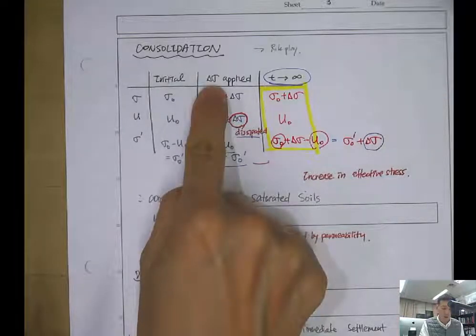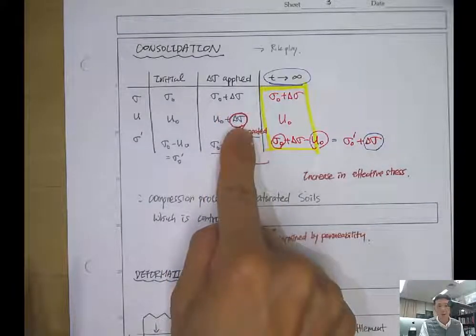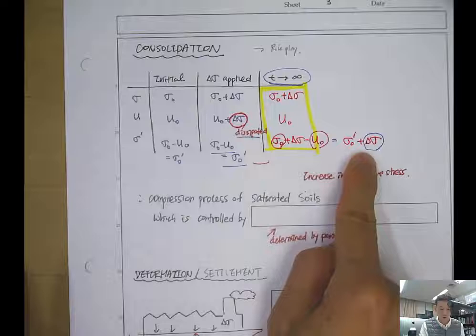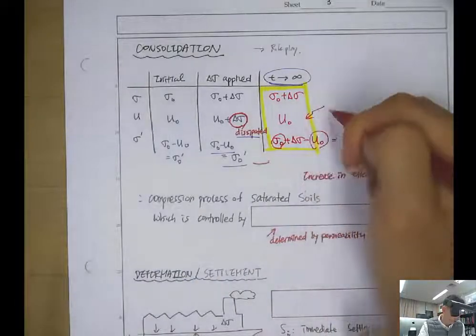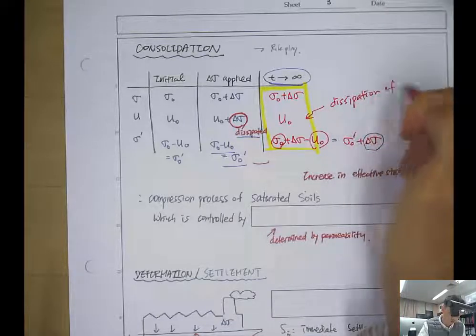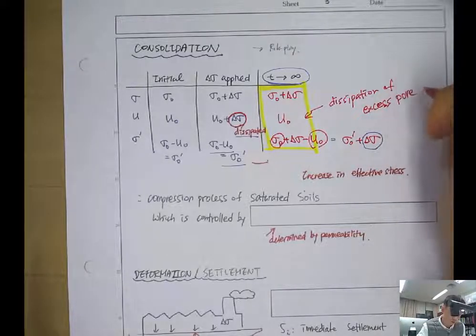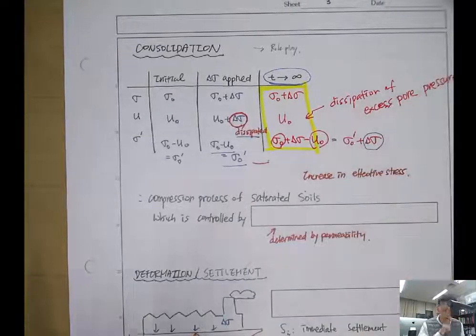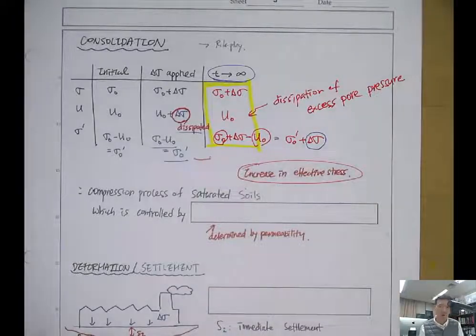This total stress that's applied here, initially it was carried by this water, but with time it was transferred to the effective stress, which is the granular skeleton. So here water pressure is dissipated, or we call it dissipation of excess pore pressure. And at the same time you have an increase in effective stress.